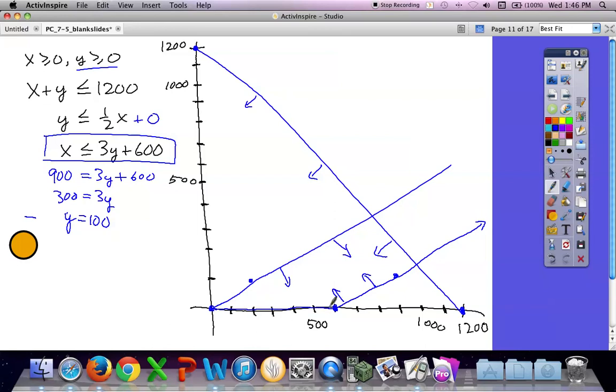It has vertices at the origin. It looks like 600, 0. There's a vertex, and that's it. So we've got 4 to find.